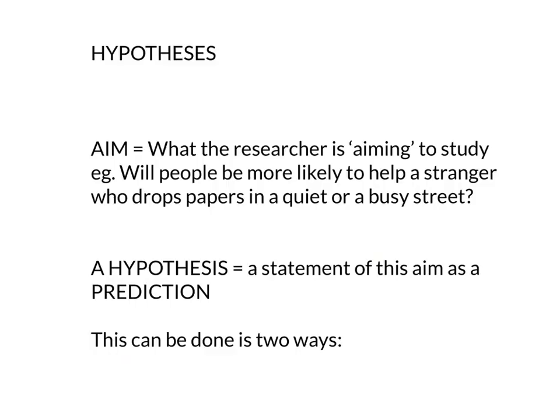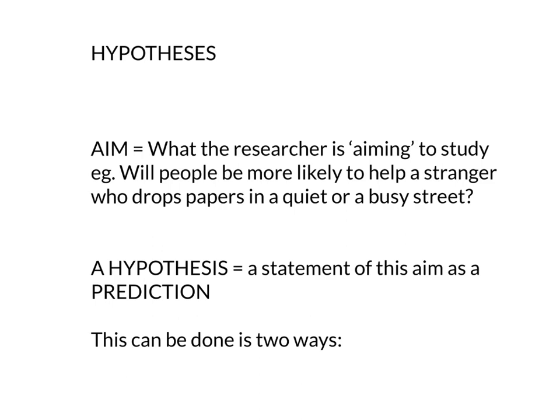So, when we are looking at aims, we are simply saying, what is this researcher aiming to study? So here's a very well-known field experimental method. Will people be more likely to help a stranger who drops papers in a quiet street or in a busy street? So here we are just saying, will they do this? Will they do that? There is no prediction. Therefore, that is the aim.